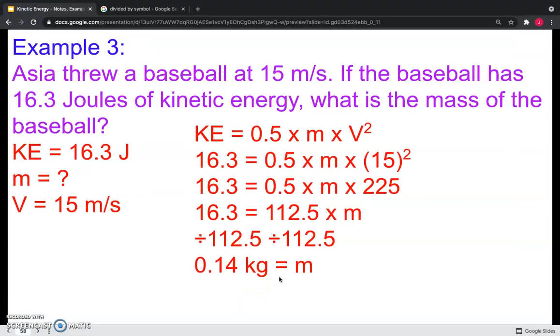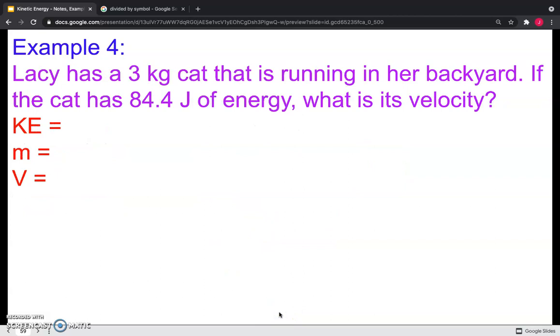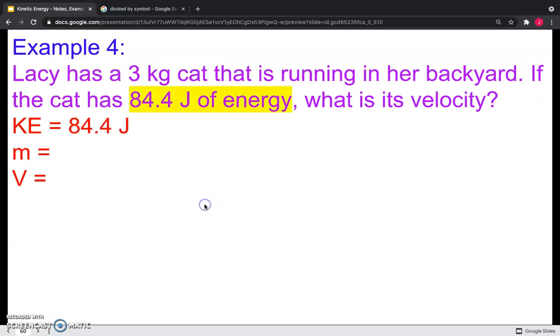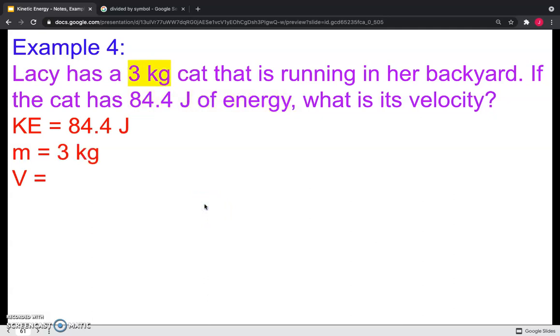Okay, and then one last example. Lacey has a 3-kilogram cat that is running in her backyard. If the cat has 84.4 joules of energy, what is its velocity? So 84.4 joules. Mass is 3 kilograms. We're looking for velocity.